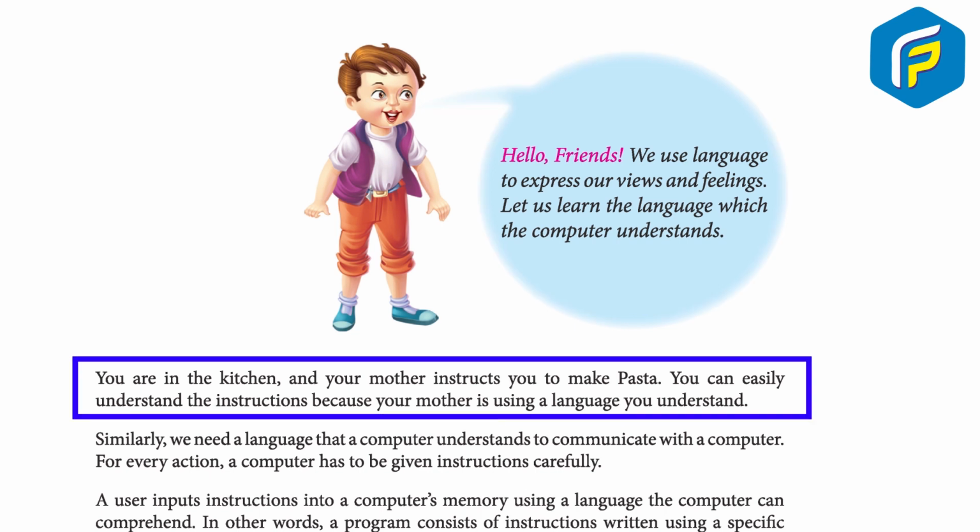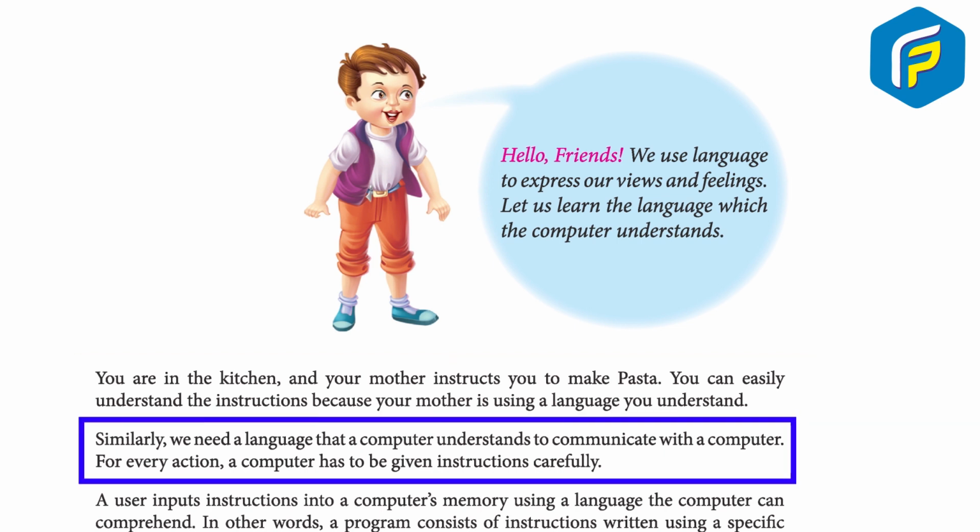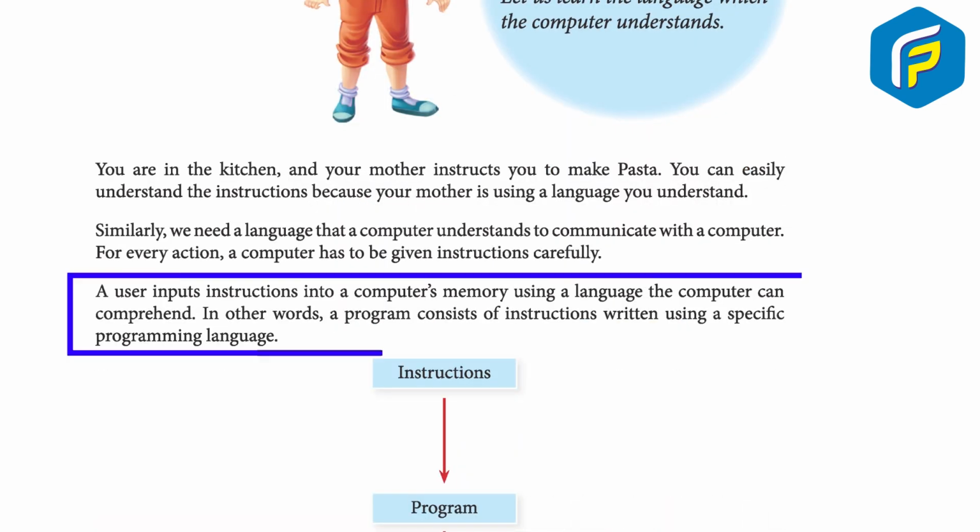You are in the kitchen and your mother instructs you to make pasta. You can easily understand the instruction because your mother is using a language you understand. Similarly, we need a language that a computer understands to communicate with a computer. For every action, a computer has to be given instructions carefully. A user inputs instructions into a computer's memory using a language the computer can comprehend. In other words, a program consists of instructions written using a specific programming language.